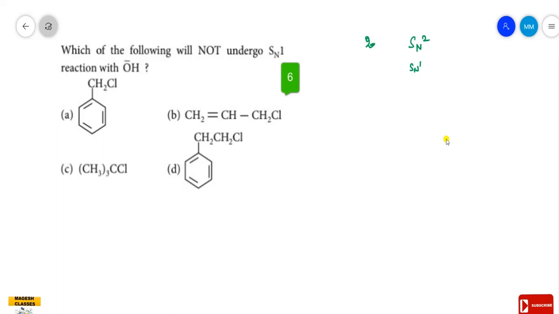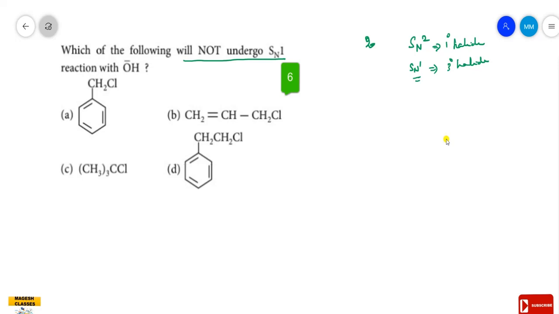Here, SN2 and SN1. The comparison is, in case of SN2, it is always given by the primary halides, and in case of SN1 type, it is given by tertiary halides. So here the question is, which of the following will not give SN1 type. The tertiary halide only gives SN1. The primary halide does not give SN1.